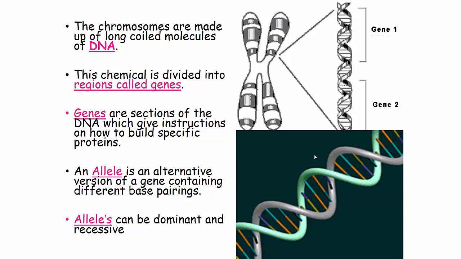An allele is an alternative version of a gene containing different base pairings. So the way the bases are arranged determines the phenotype or physical appearance that you display. The other thing to remember about alleles is that they can either be dominant or recessive. An example of a gene could be eye color. Alleles for the gene eye color could be blue eyes and green eyes.